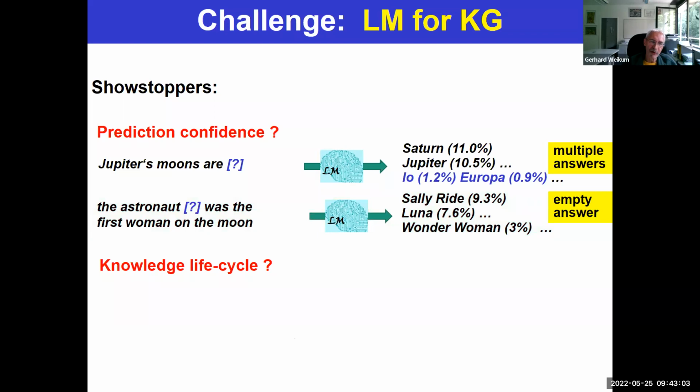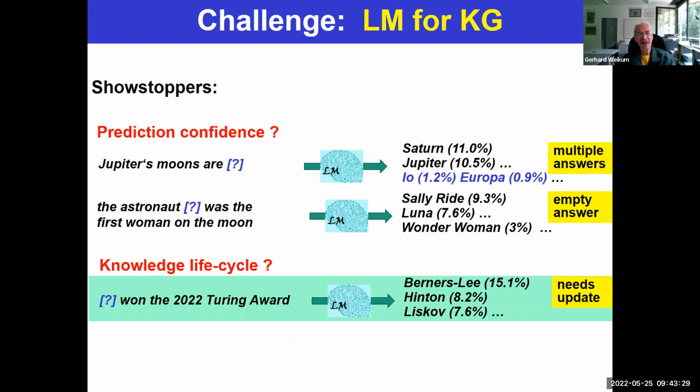The second showstopper has to do with the knowledge base life cycle. We don't want to construct it once, use it for a month, write some nice papers, and get to the top of a leaderboard. We want to maintain it. We want to use it for production-level, mission-critical applications over years, if not decades. And for that, we need to continuously maintain it. That's an issue.